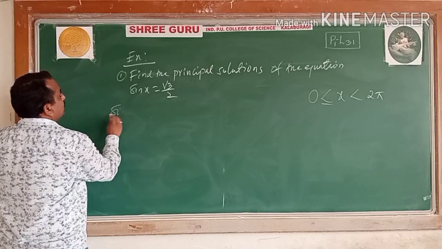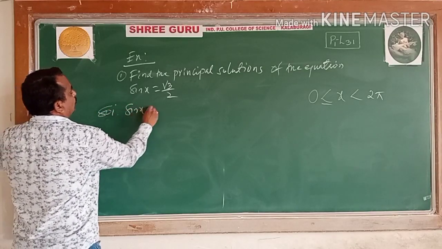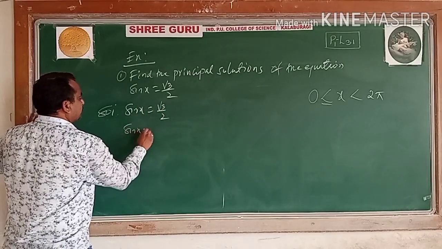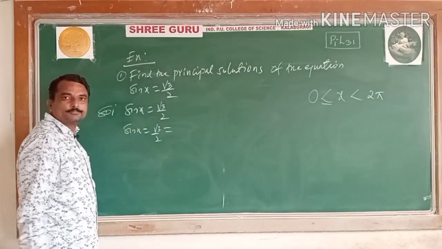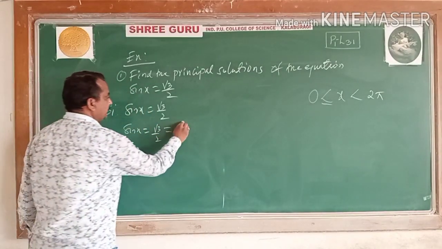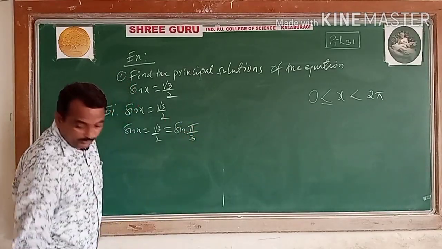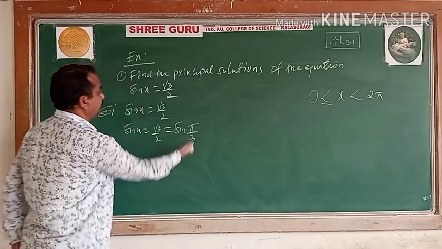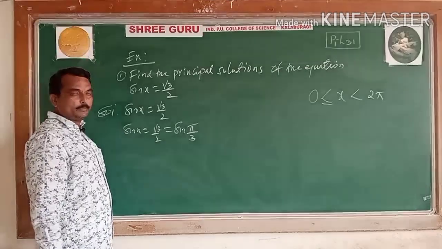Now let us see the solution. Sin x equal to root 3 by 2. You know the value root 3 by 2 is equal to sin 60 degree. I will write in terms of radians here, students. Sin 60 degree is equal to sin of pi by 3.